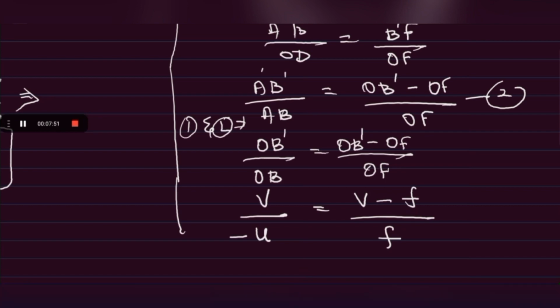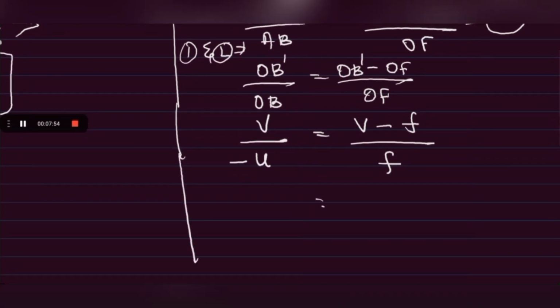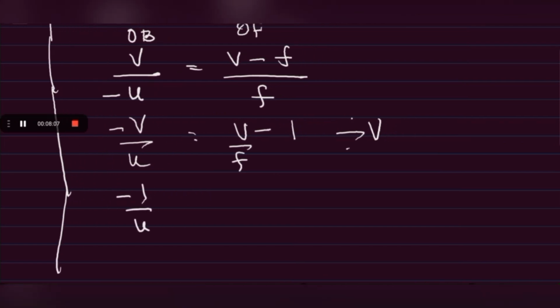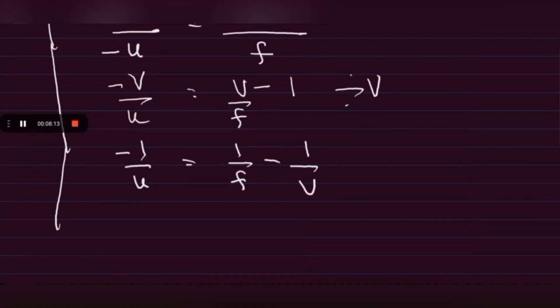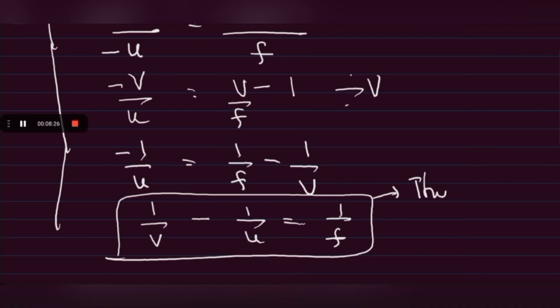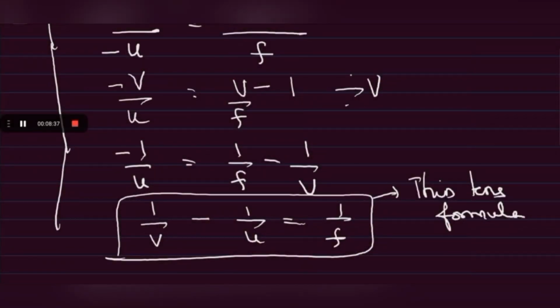In this equation, you can write it in such a way that V by F minus 1 on the right hand side, and this is minus V by U. Divide V throughout the equation, and you will get minus 1 by U, which is equivalent to 1 by F minus 1 by V. Rearranging by bringing 1 by V to the other side, you get 1 by V minus 1 by U, which is equivalent to 1 by F. This formula we call the thin lens formula.